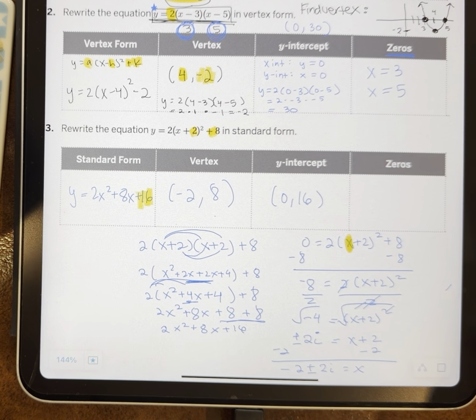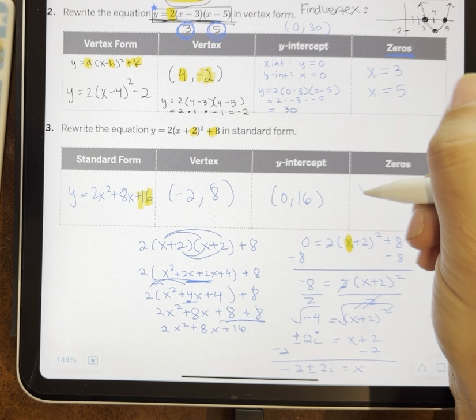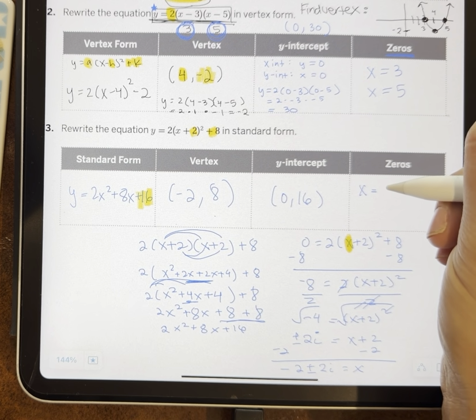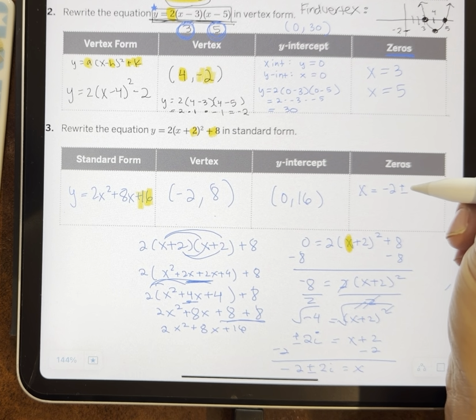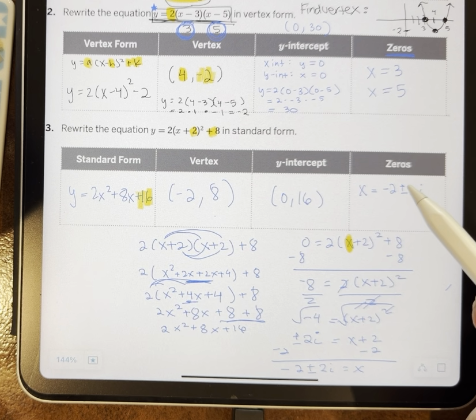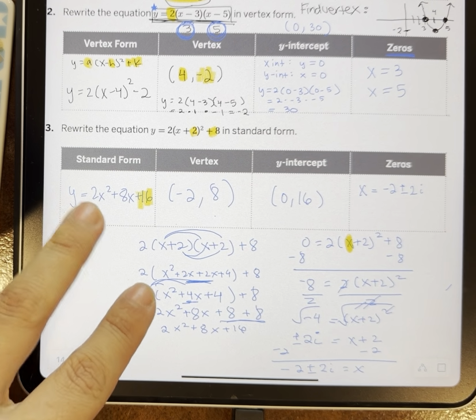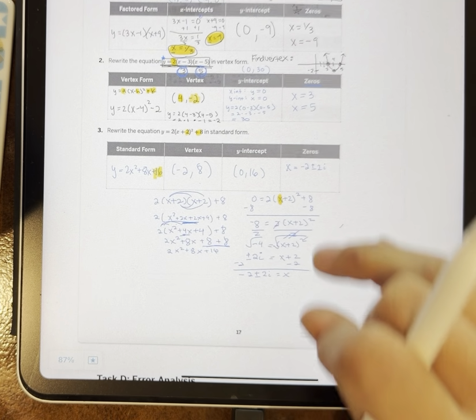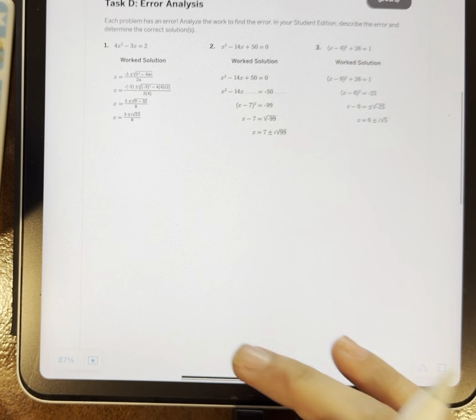Those are my zeros, all right? Notice it didn't ask for x-intercepts, because imaginary zeros means there are no x-intercepts, okay? All right, those are the zeros. There are 2 of them, negative 2 plus 2i, negative 2 minus 2i. Okay, that was task C.